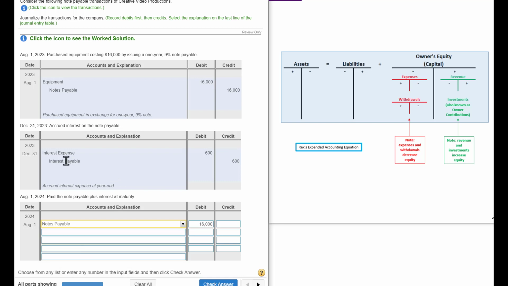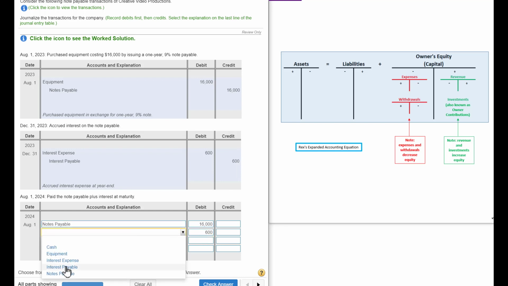Okay, remember at the end of the previous year, so on December 31st, we showed that we owed interest of $600. So what happens to this $600? Because remember, we're going to pay the note payable plus the interest. So we have to get rid of this interest payable. So I'm going to copy that, paste it. So interest payable is going down.